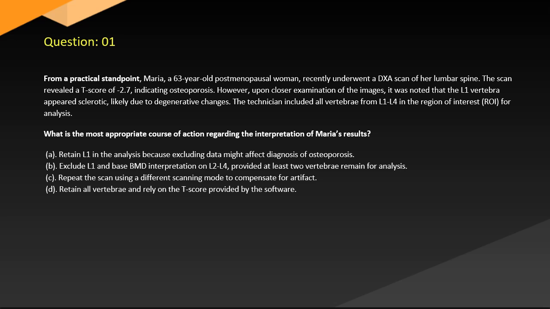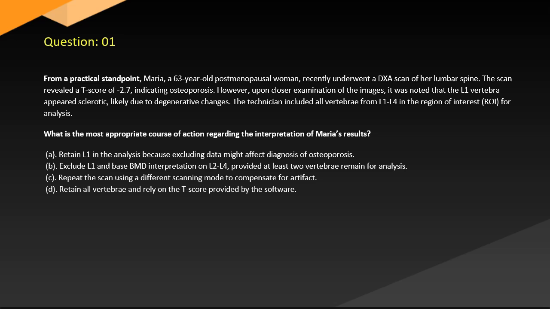Question 1. From a practical standpoint, Maria, a 63-year-old postmenopausal woman, recently underwent a DXA scan of her lumbar spine. The scan revealed a T-score of -2.7, indicating osteoporosis. However, upon closer examination of the images, it was noted that the L4 vertebra appeared sclerotic, likely due to degenerative changes. The technician included all vertebrae from L1 to L4 in the region of interest. Based on this analysis, what is the most appropriate course of action regarding the interpretation of Maria's results?